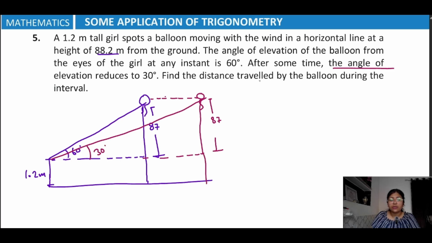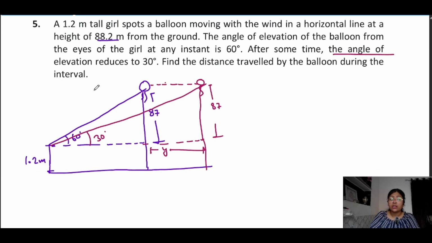After some time, the angle of elevation reduces to 30 degree. What you need to find out? The distance traveled by the balloon. It means you need to find out this y length. Can you do this? First do the naming and try to solve this. Comment your answer in the comment section so that I will tell you whether it is correct or wrong.